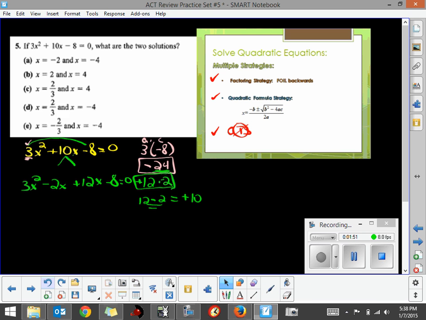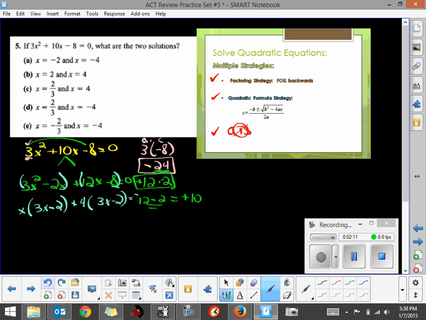Then what we do in this technique, we group the first two and we group the last two, and we factor out what we can out of each set of parentheses. Out of this one, they each can give up an x, so we factor out an x, so it's 3x minus 2. Out of the 8 and the 12, we can factor out a 4, and it's going to be 3x minus 2. That equals 0. Then we do one more set of factorizations. Since 3x minus 2 is in each term, we can factor out the common factor of 3x minus 2. What we're left with is x plus 4 equals 0.